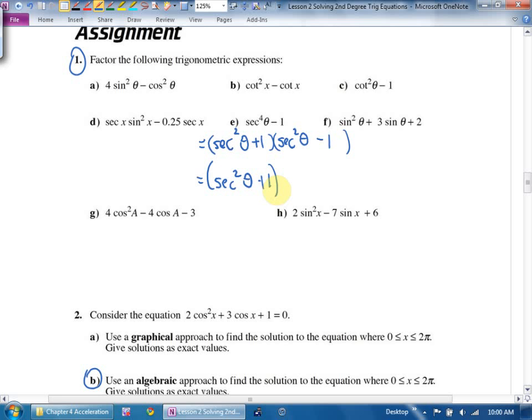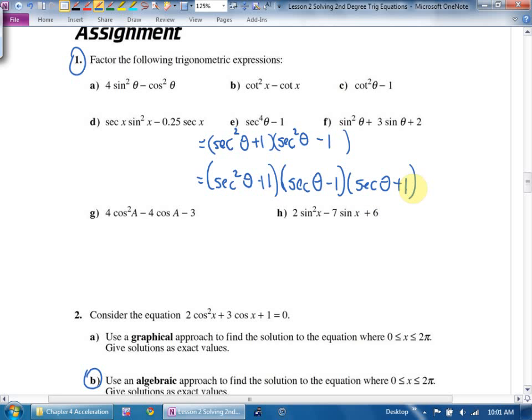And I'm going to get... Come on, Pam. Oh, there's a sneeze for the internet. He already has, thanks. Secant theta plus 1. Secant theta and minus 1.